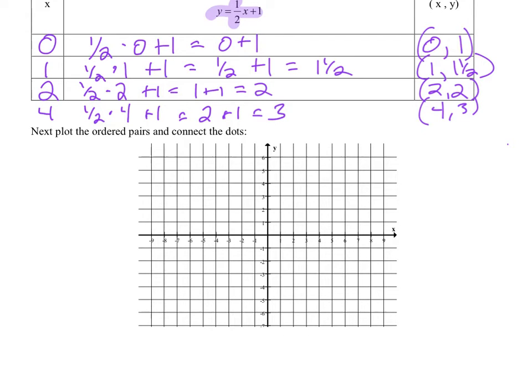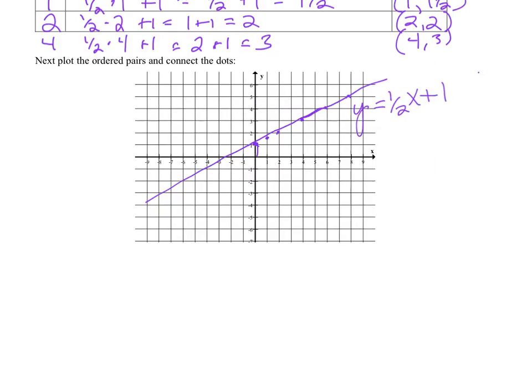All right, 0, 1. 0 in the x, 1 in the y. 1 in the x, 1.5 in the y. 2, 2. And then 4, 3. So this is our line. Then I would like you to write next to the line the equation you just graphed. That indicates exactly what line that is.